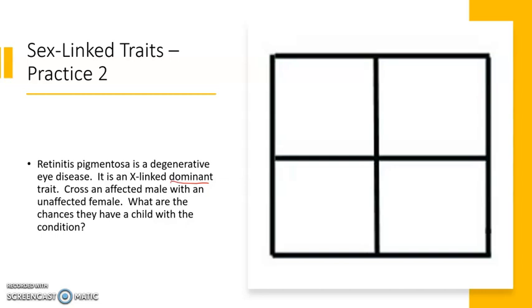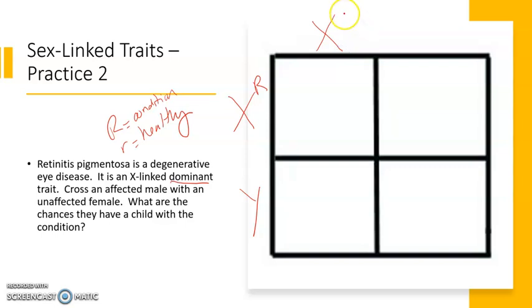All right, so affected male, capital R. So R is the condition, and then the little r is healthy. All right, and then the Y, and then she's fine. She has two little r's, so we do that same drop and shuffle.